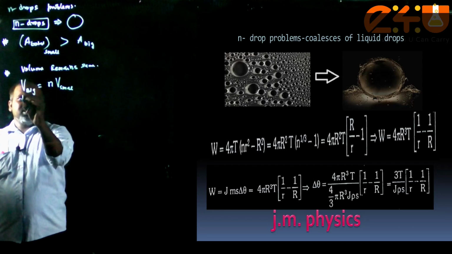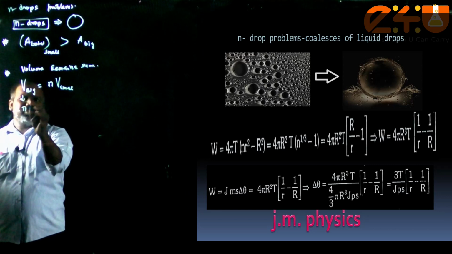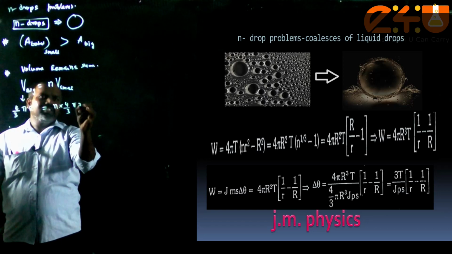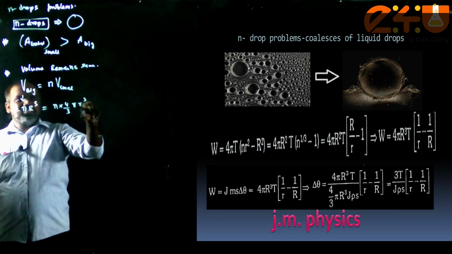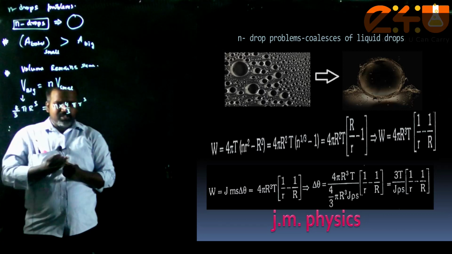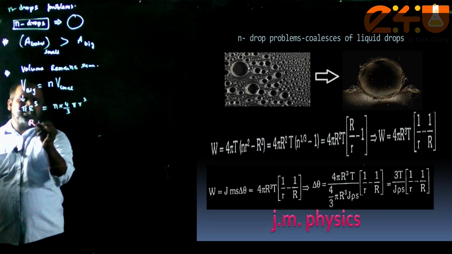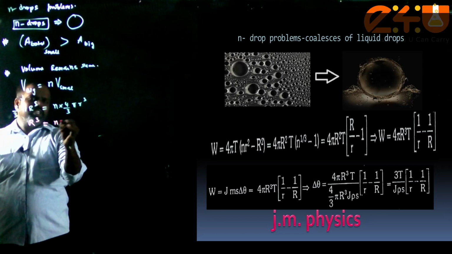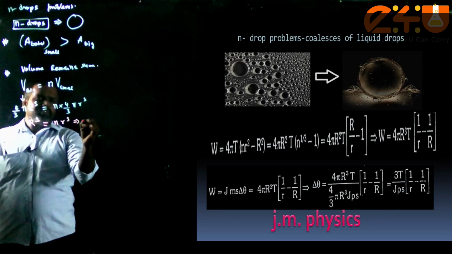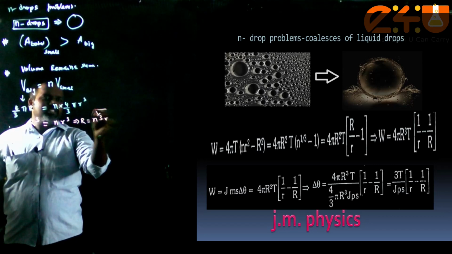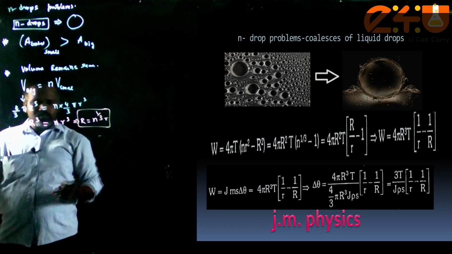So therefore I can say that 4/3 pi R cubed is equal to n into 4/3 pi into small r cubed, where small r is the radius of the smaller drops. So because of that, we get R cubed equal to n into small r cubed, or from this, capital R equals n to the power 1/3 into small r. So this is the main result that we get.